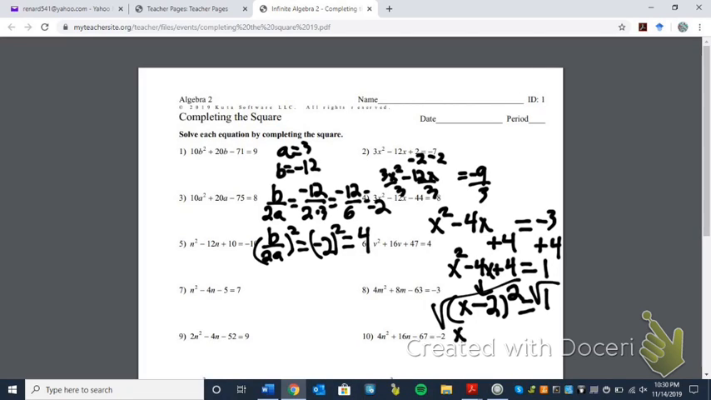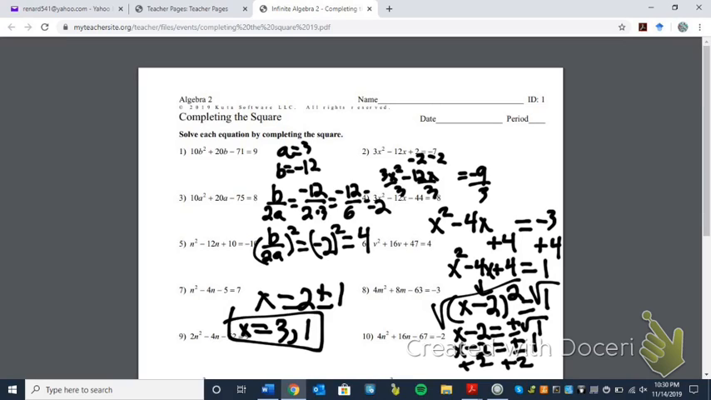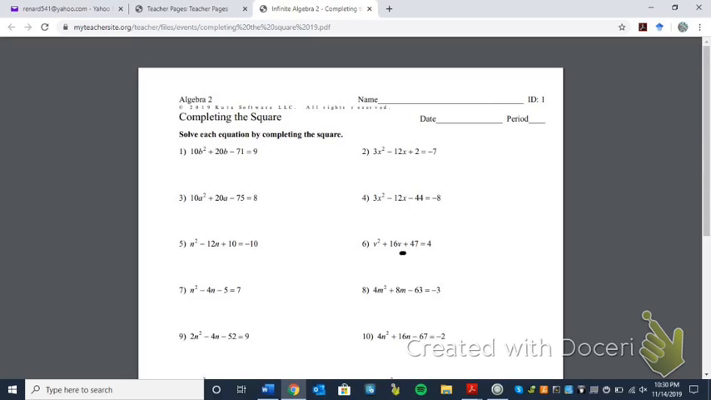Take the square root of both sides, and we have x minus 2 equals plus or minus the square root of 1. X minus 2 equals plus or minus 1. We're going to add 2 to both sides. 2 plus 1 is 3. 2 minus 1 is 1. And so we have 3 and 1. Again, those are the zeros of the function. We'll get into that later. But those are your answers for number 2.